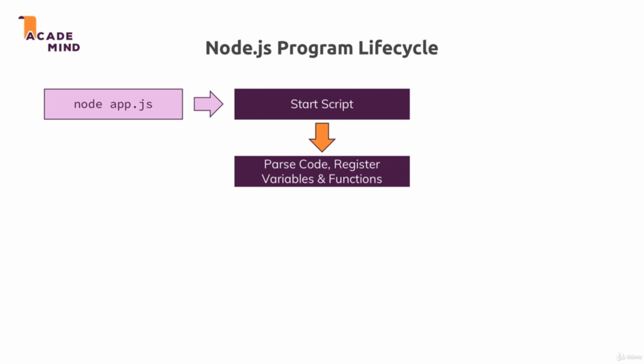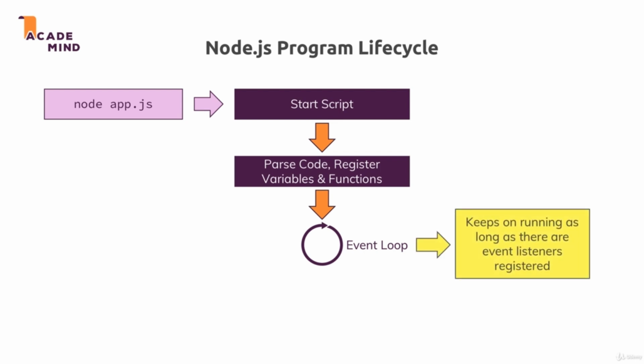But then something important happened. We never left that program, right? The reason for this is an important concept in Node.js called the event loop. This is basically a loop process which is managed by Node.js, which keeps on running as long as there is work to do, you could say. It keeps on running as long as there are event listeners registered.